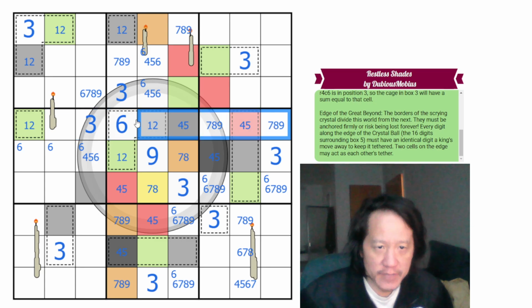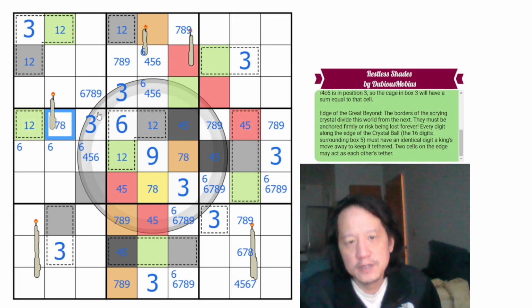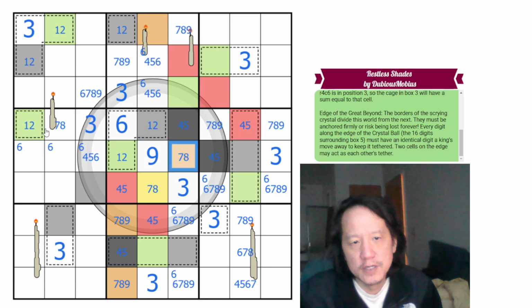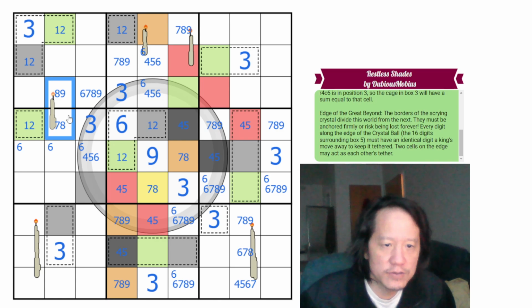What is this digit? This digit cannot be 1, 2, 3, 4, 5, or 6 because we have pairs of 1s, 2s, and pairs of 4 and 5 already in that row. So this has to be 7 or 8. We're not sure which one it is. This then has to be 8 or 9 to be increasing along this candle.